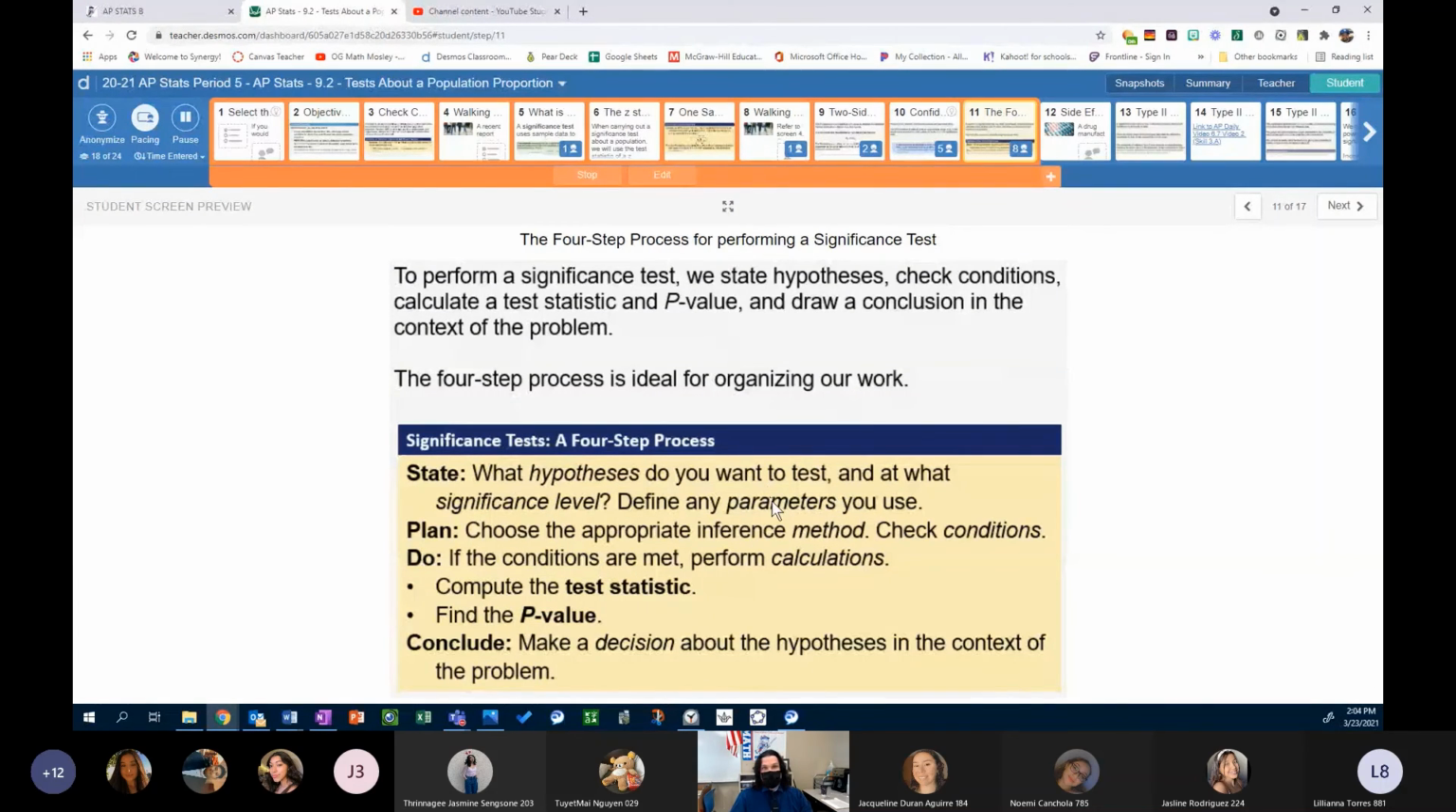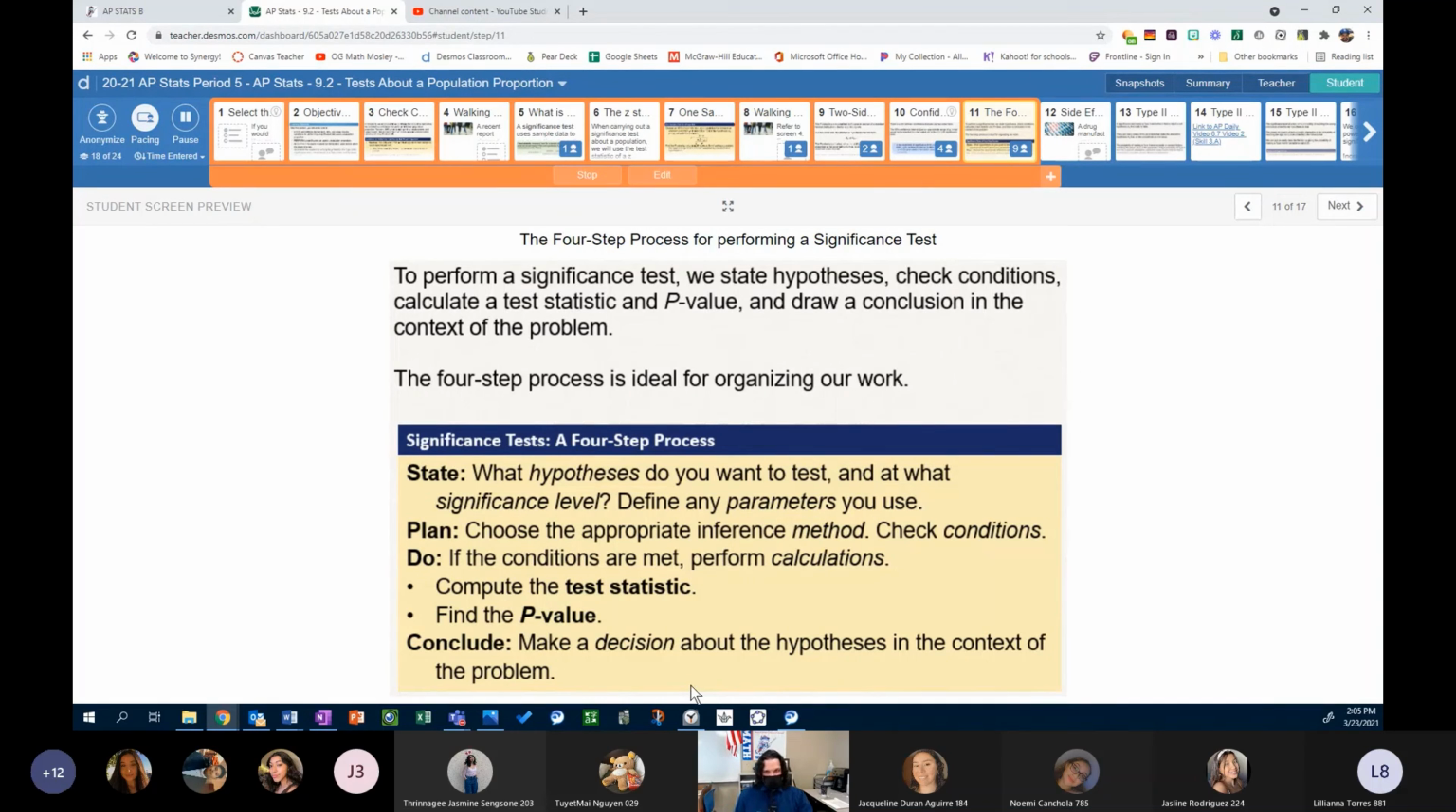When they say parameters, p, mu, sigma, those are parameters. Remember, parameters are for populations. Hypotheses are always about parameters. Plan: choose the appropriate inference method, check conditions. The only inference method we have so far for a significance test is the one-sample z-test for proportions. Do: if the conditions are met, perform calculations, compute the test statistic, find the p-value. Those are the calculations. Once we have those things, we can then make our conclusion, make a decision about the hypotheses in the context of the problem.